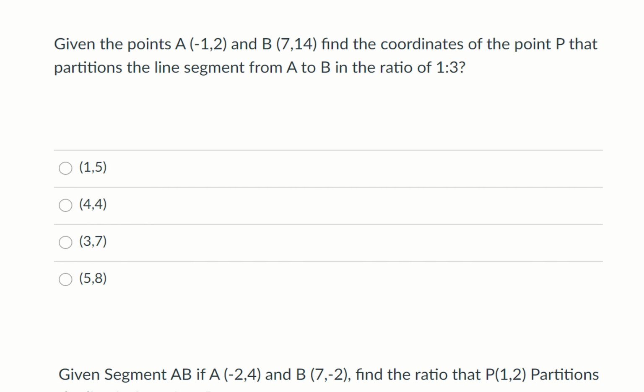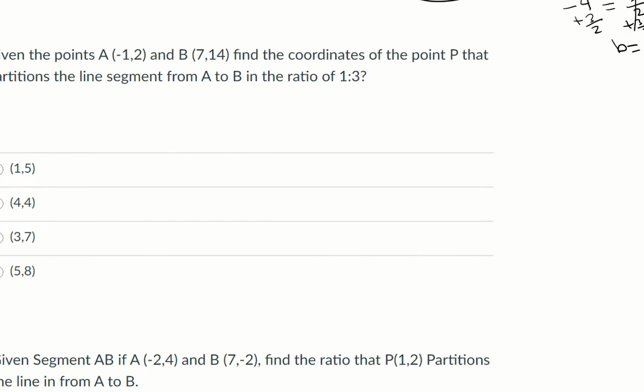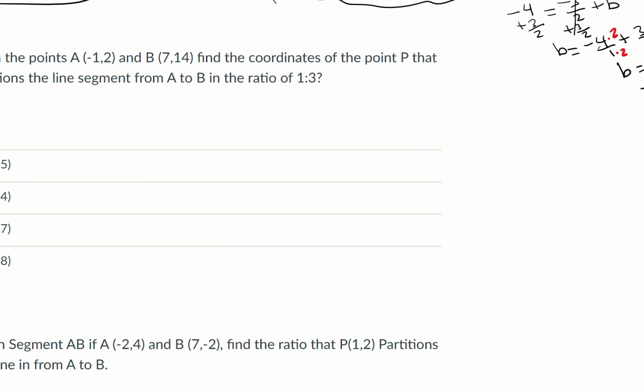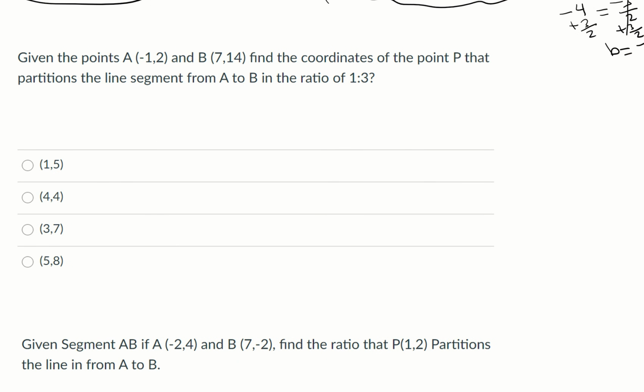All right, the next one. We have given the points A, -1, 2, and B, 7, 14. Find the coordinates of the point P that partitions the line segment from A to B in the ratio of 1 to 3. So first off, what you want to do is figure out how far it is from A to B in the X direction, and then how far it is from A to B in the Y direction, okay?